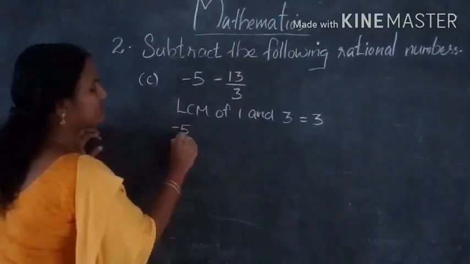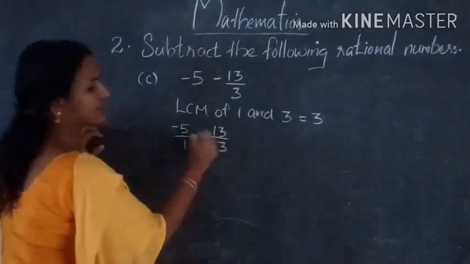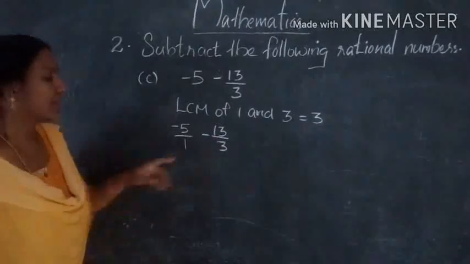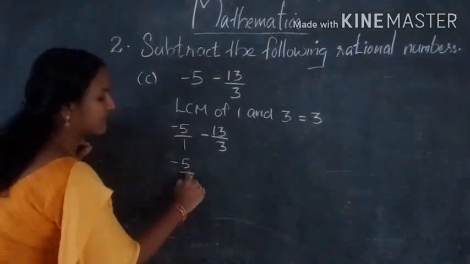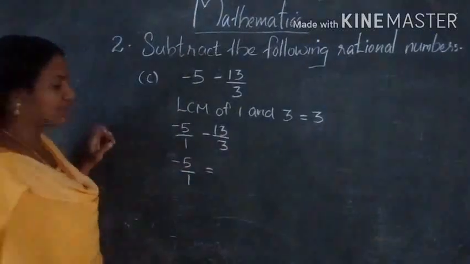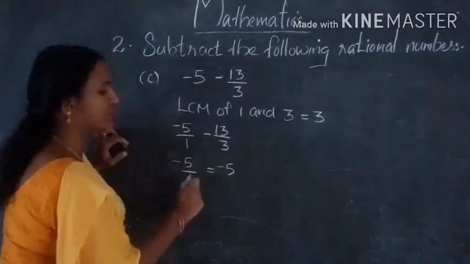Minus 5 divided by 1 minus 13 by 3. Okay, minus 5 divided by 1 minus 13 by 3. So the first fraction, minus 5 by 1. How many ones are in 3? 3 ones are 3. Okay, so multiplying by 3. Multiplying the numerator and denominator by 3.